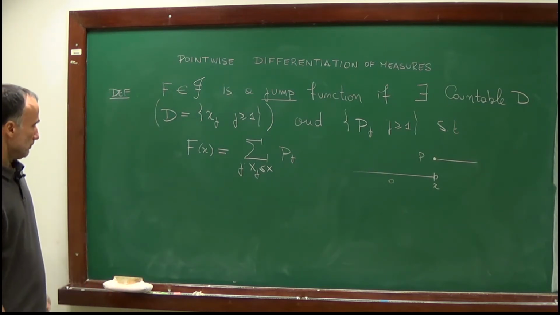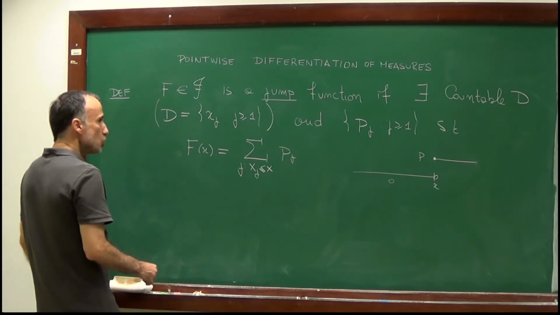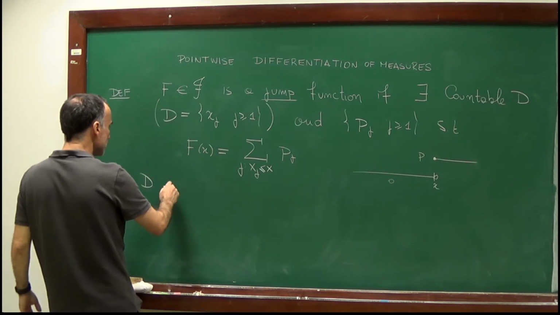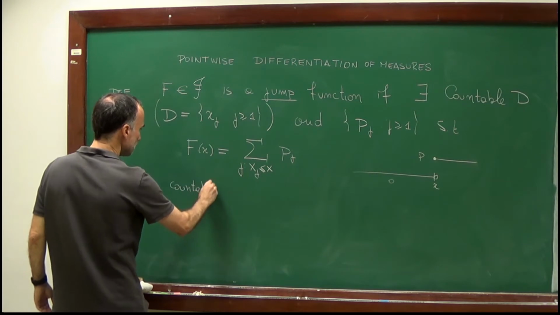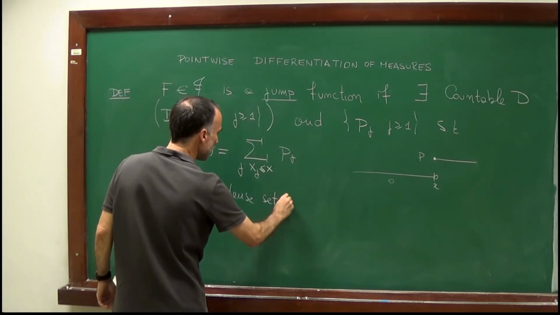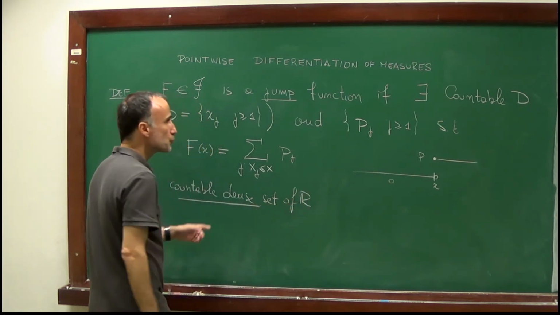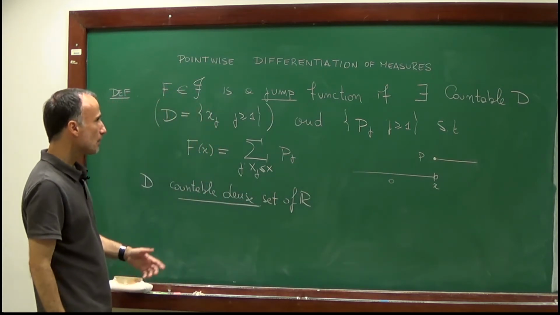That's a very simple example, but mind that a jump function can be much more complicated, because D is a countable set, so we can have a countable set which is dense. So D can be a countable dense set of R. Take the rational numbers. So you take a sequence of weights pj.